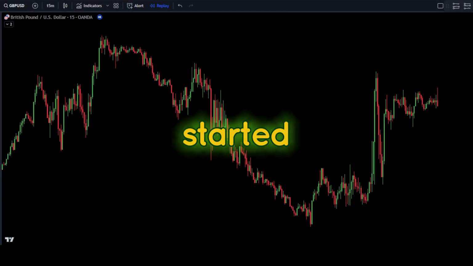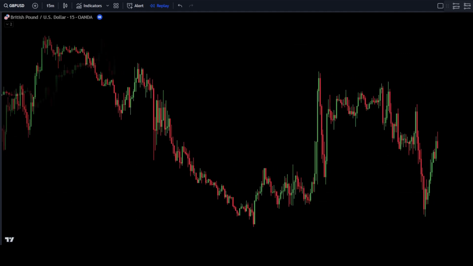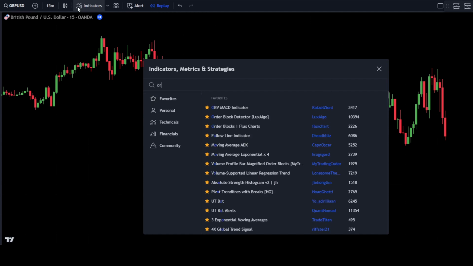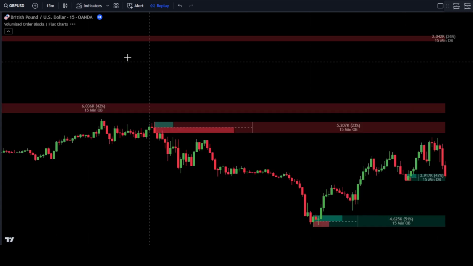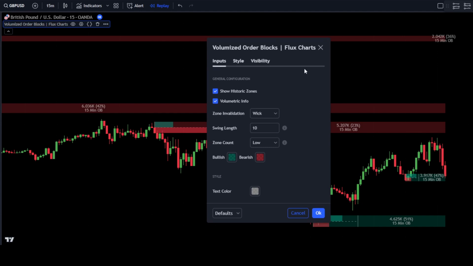Let's get started. To use this trading strategy, you can go to Trading View. Then go to the Indicator Search tab. In the Indicator Search tab, type in Order Blocks Flux Chart and then simply select Order Blocks from Flux Chart. Next, make a few adjustments to the Order Blocks indicator. In the Input tab, change Zone Invalidation to Close.